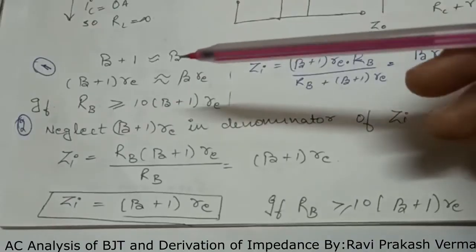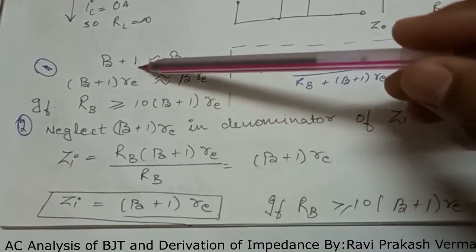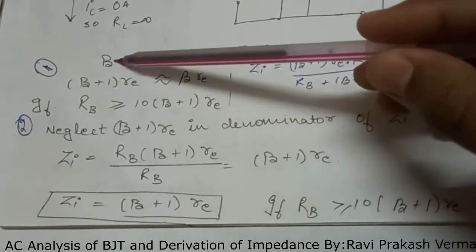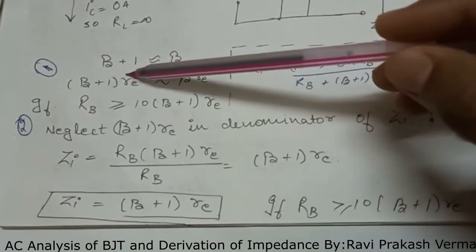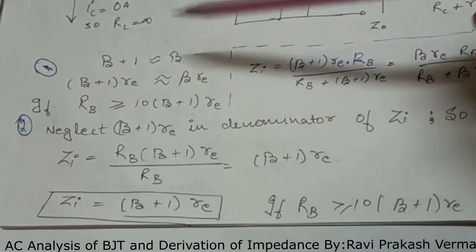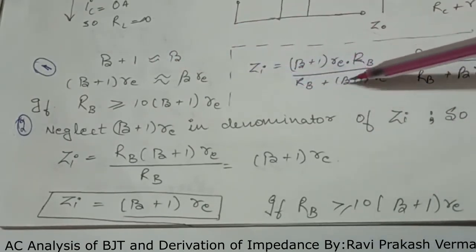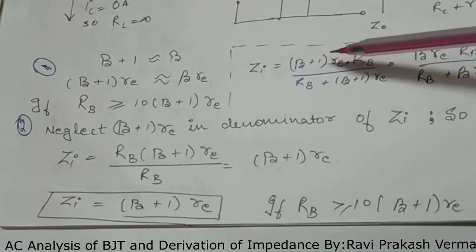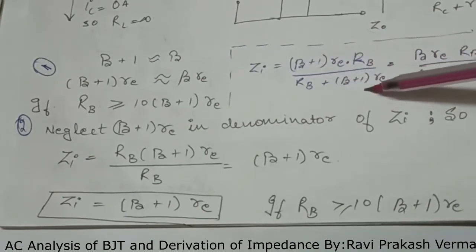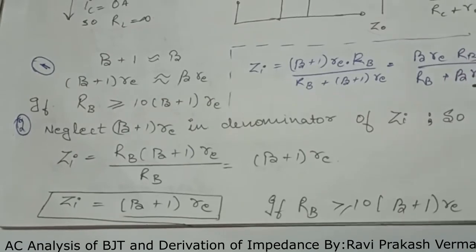There is one approximation: the value of beta is much larger than 1, because the current gain of common emitter configuration is very large as compared to 1. So we replace beta plus 1 with beta. Putting this approximation in our input impedance equation, we replace beta plus 1 with beta in the denominator also, and we get this expression: beta RE into RB upon RB plus beta RE.